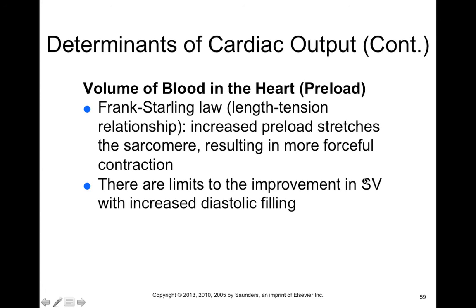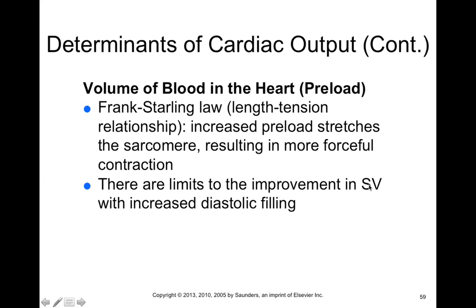So if you can increase your venous return to the heart, you can increase the amount of blood that fills those ventricles, which then causes the ventricles to stretch more, which then also stimulates stronger contractions, which increase stroke volume. So just by increasing venous return, you can actually get increases in cardiac output by influencing how strongly your heart muscle contracts.